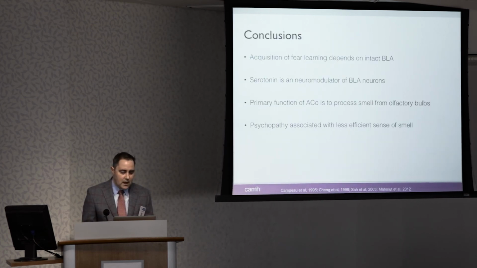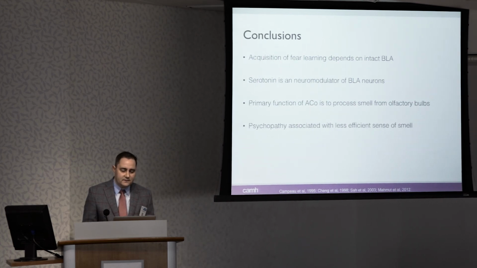So in conclusion, acquisition of fear learning depends on an intact basolateral nucleus, and serotonin is a neuromodulator of BLA neurons, so it's conceivable that the effects of MAOA on the system adversely affect the serotonergic functioning and the deficits that accompany it. The primary function of the anterior amygdaloid centrifugal nucleus is to process smell from olfactory bulbs, and psychopathy, interestingly, is associated with less efficient sense of smell.